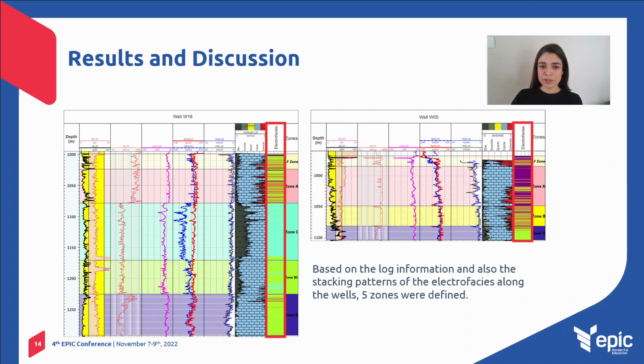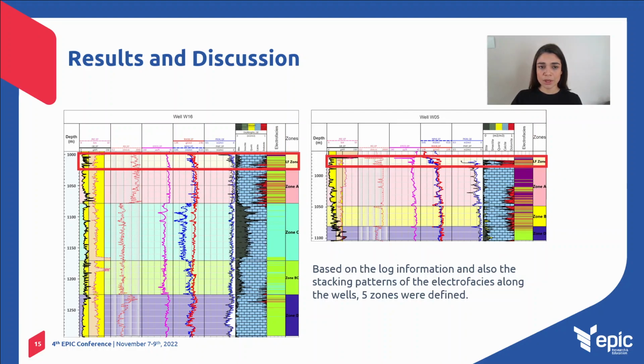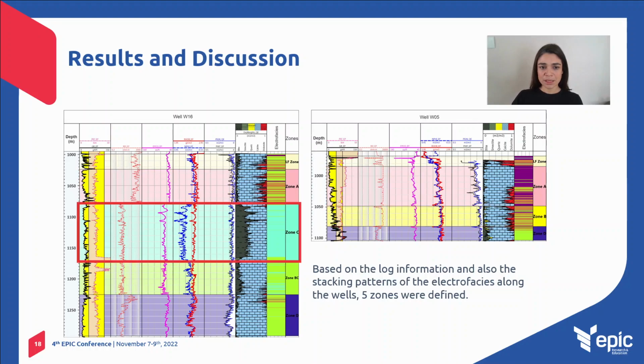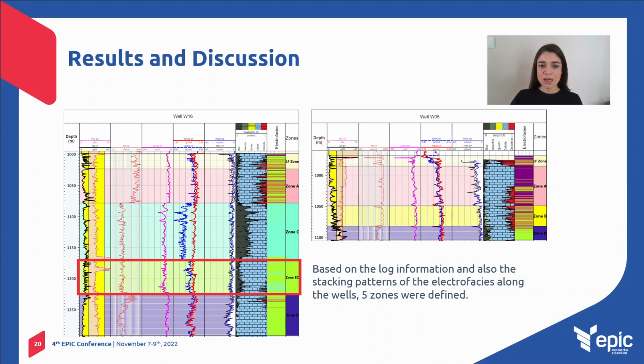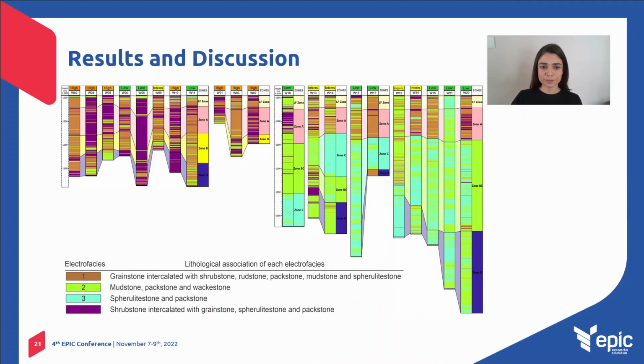As for the results, based on the log information and also the stacking patterns of the electrofacies along the wells, 5 zones were defined. So from top to bottom, there is Lula's finger zone and zones A, B, C, and D, and also a zone presenting characteristics of both zones B and C. And here are the 21 wells and their corresponding electrofacies and zones.